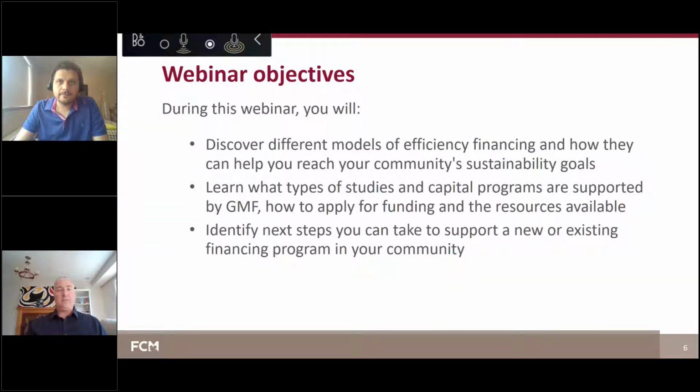Today's webinar objectives are to discover different models of efficiency financing, learn what types of studies and capital programs are available, and identify next steps that you can take to support a new or existing financing program in your community.